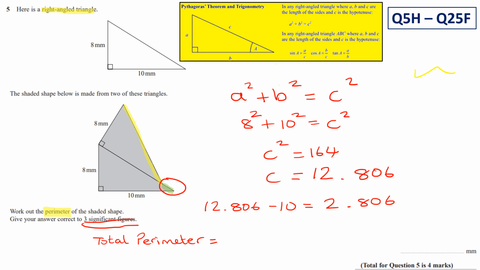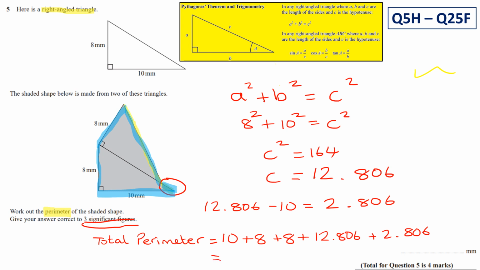So total perimeter is, if I work across the bottom, I'll have 10 plus 8 plus another 8 plus 1 hypotenuse plus an extra little green section. So I had 10 across the bottom, 8 up the side, a second 8, then 1 full hypotenuse, and then 1 additional little section which was initially highlighted in green.